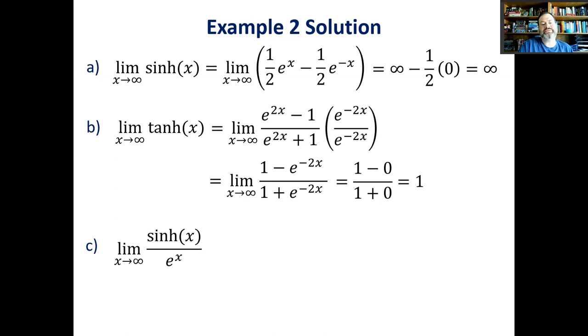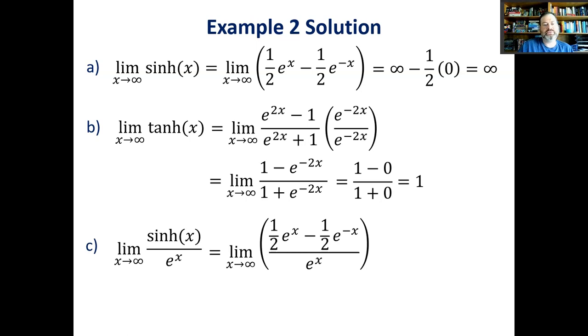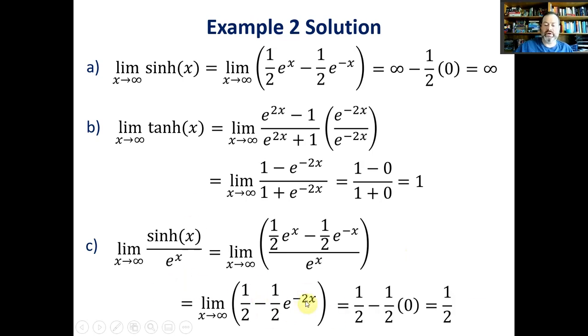Last one, sinh x divided by e to the x. So we have to do some preliminary algebra here. So I put in the definition of sinh x, put it over e to the x, and then I simplified. Now I just compute this limit separately. So 1/2 stays 1/2. This becomes 0 again, so it's just 1/2 minus 1/2 times 0, which is 1/2. So not too hard. This whole section is really just based on properties of e to the x and e to the minus x.